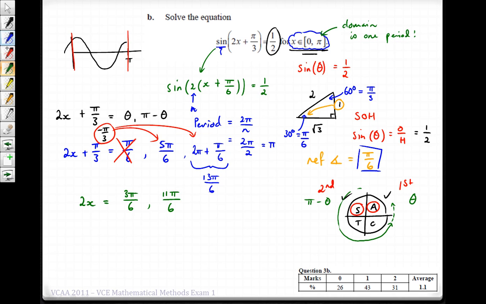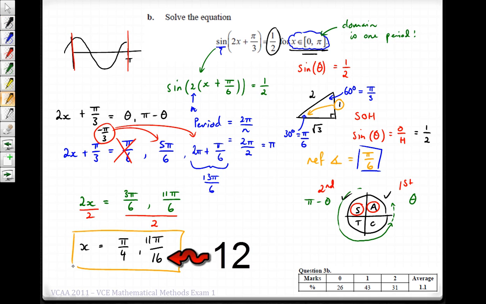So next up, we've just got to divide off by the 2. So divide off by the 2, and we should get that x is equal to, so that's 3 pi on 12, which is going to be pi on 4. This is going to be 11 pi on 12. Oops, sorry, 11 pi on 12. And they are your solutions over this domain.